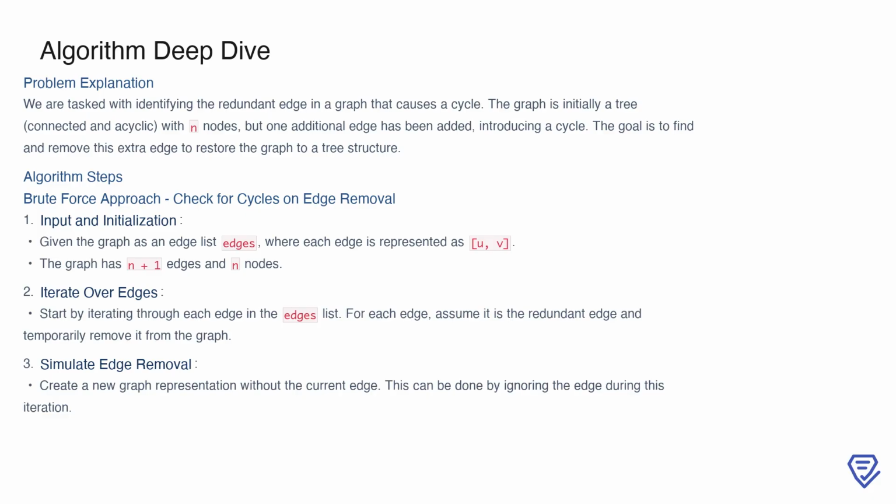First, we take the input graph represented as an edge list, where each edge connects two nodes, u, v. The graph has n plus 1 edges for n nodes, which means one edge is unnecessary. We iterate over all the edges and temporarily remove each edge one by one. By simulating the removal of an edge, we create a new graph representation that excludes the current edge. This allows us to evaluate whether the removal breaks the cycle or disrupts the tree structure.